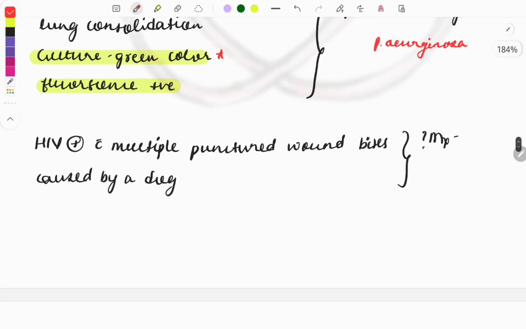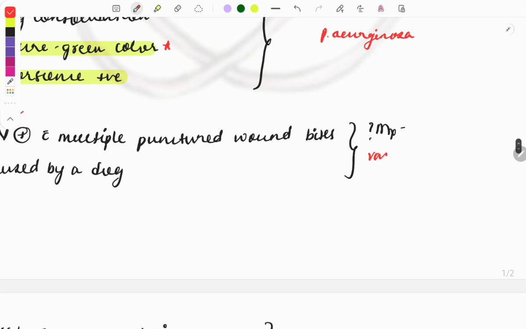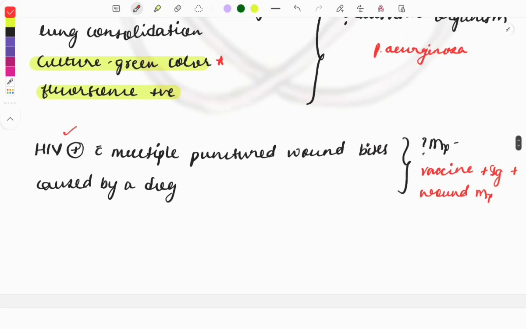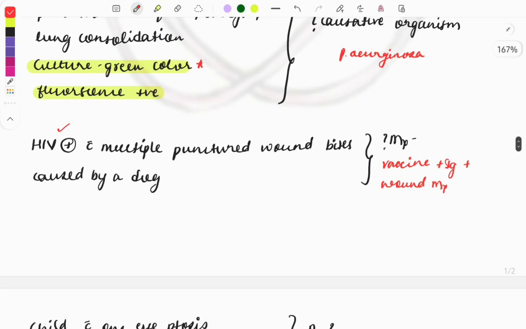Then the next question, there's a patient who is HIV positive with multiple punctured wound bites caused by a dog. So what will be the management technique? See, as he is an HIV patient, he will be immunocompromised, so we need to give vaccination to the patient. So the vaccine is the first thing we will be doing, okay, the rabies vaccine. Then after that we will also give immunoglobulins to the patient and also wound management, like cleaning it with fresh water, washing it, and then whatever conservative treatment the wound needs, that one, okay. So this is the management.